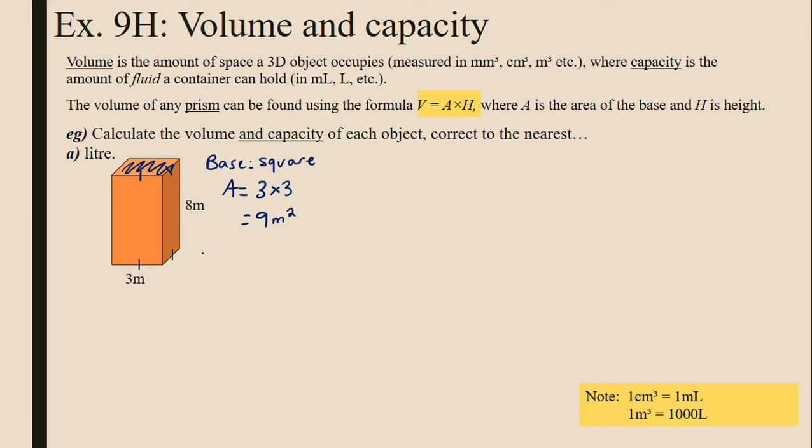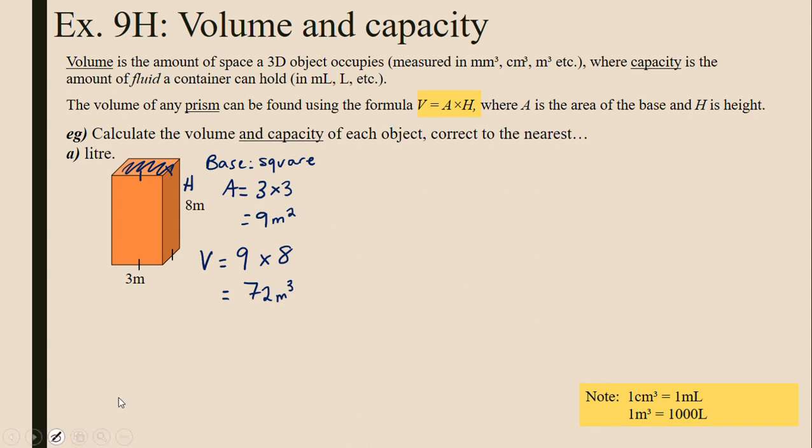We then want to calculate the volume. So to calculate the volume, we're going to multiply that area of 9 by the height, capital H for height. Okay, our height here literally in the shape is the 8 meters, so we're going up, and 9 by 8 is 72 meters cubed. Okay, so I've gone from meter squared area to meters cubed.